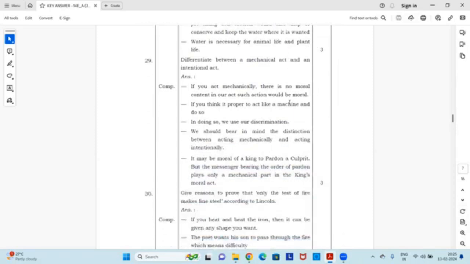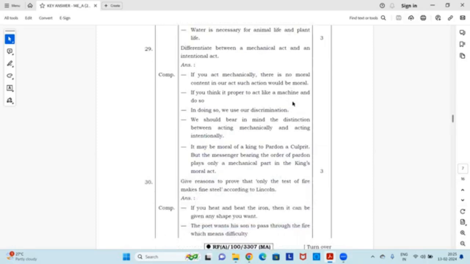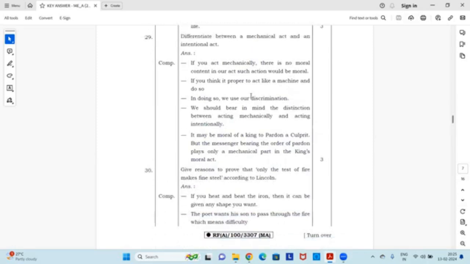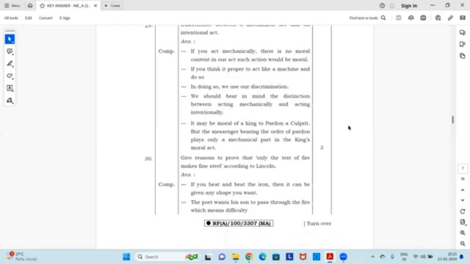Now 29th question, differentiate between a mechanical act and an intentional act. So let's look at the points for this answer. If you act mechanically, there is no moral content in our act. Such action would be moral if you think it proper to act like a machine and do so, in doing so, we use our discrimination. We should bear in mind the distinction between acting mechanically and acting intentionally.